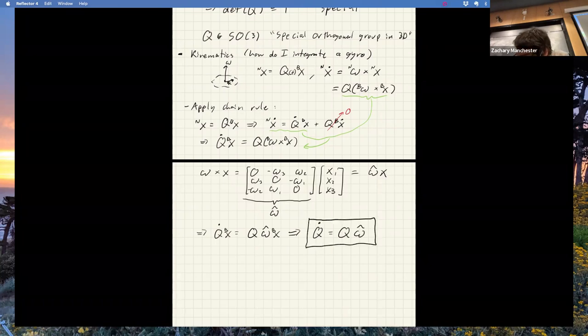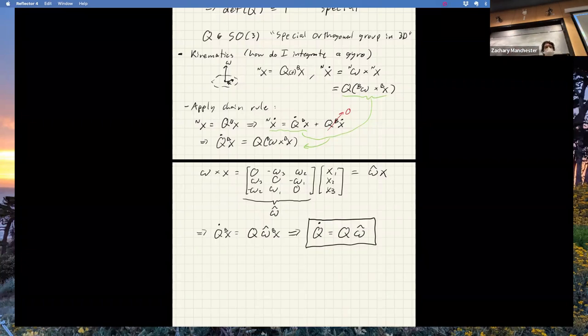So if you want to integrate a gyro and you have some measurement of omega, and some initial attitude Q naught that you start with at time zero, you just do this and integrate your gyro up, and that should give you your Q of t, assuming your gyro is pretty clean and not super noisy. This is basically how you do dead reckoning or odometry on a gyro, right?